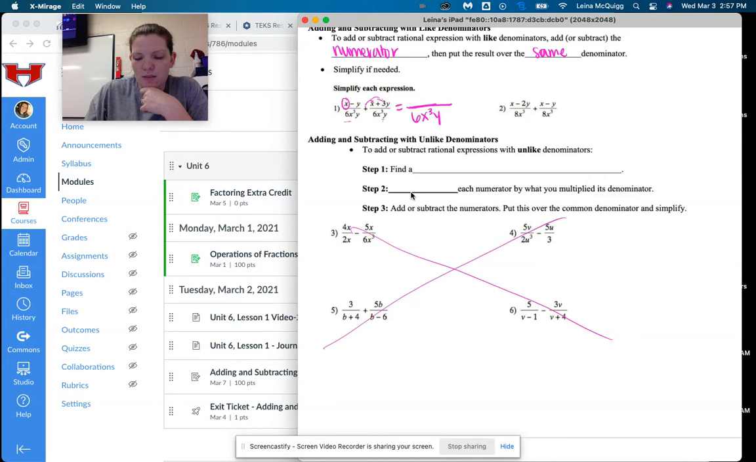So I have x plus x. That's 2x. Then I have negative x plus 3y. So that is plus 2y. So in this problem, I see that I have a greatest common factor in the numerator, and I want to go ahead and take that out. So I'm going to factor out that 2. That's going to leave me with x plus y. And then I have 6x cubed y in the denominator.